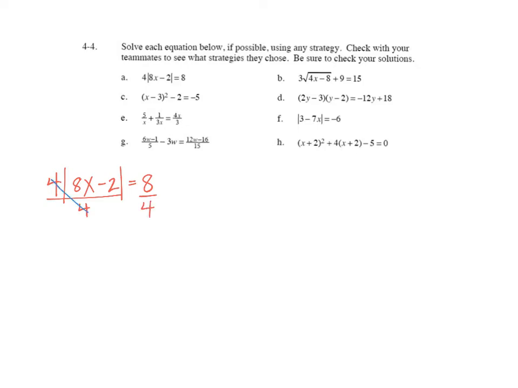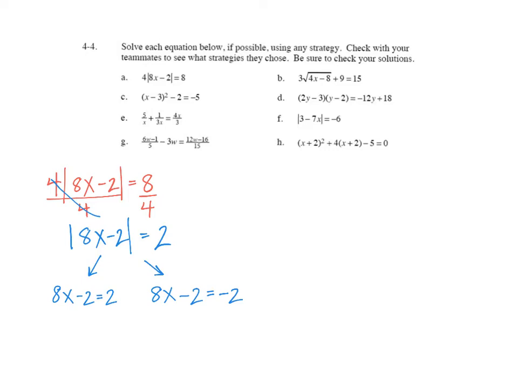4 divided by 4 is 1, so I'm left with the absolute value of 8x minus 2 is equal to 2. Now, you know from the past that when we have the absolute value, that means that what's inside could either be equal to 2 or negative 2. So I'll go ahead and set up those two separate equations. 8x minus 2 could equal 2, or 8x minus 2 could equal negative 2.